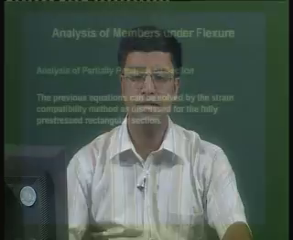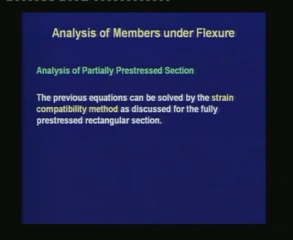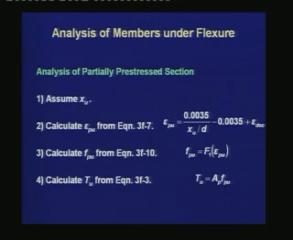Now, the set of equations can be solved iteratively by the method of strain compatibility, as we had learned for a fully prestressed section. First, we are assuming the depth of the neutral axis, which is XU. From there, we are calculating epsilon PU from equation 3F7, where the equation has been rewritten as epsilon PU is equal to 0.0035 divided by XU by D minus 0.0035 plus epsilon DEC.